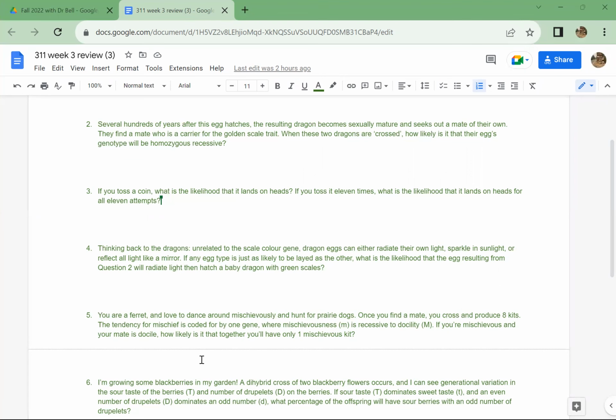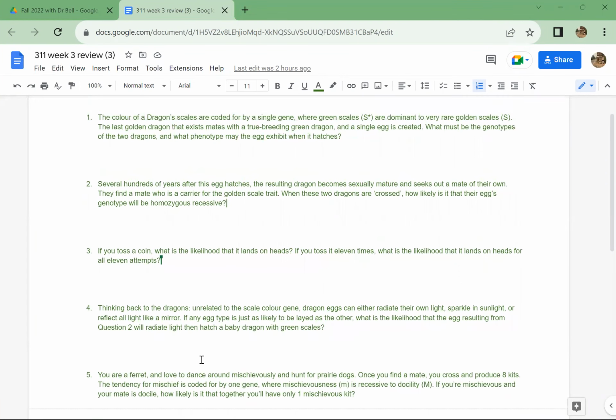So when we needed to answer this question, we asked what the genotypes of the dragons were, and we found out that they were SS for the golden dragon and S star for the green parent. These are the genotypes because these are the letters that we use to represent the alleles, which in turn represent the genes that do something within an organism.